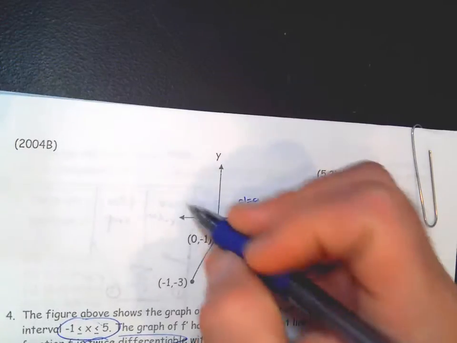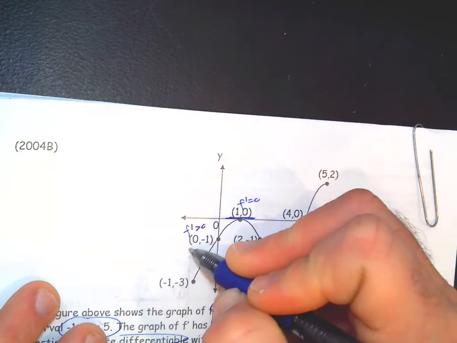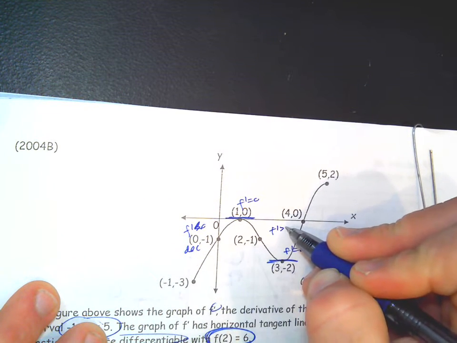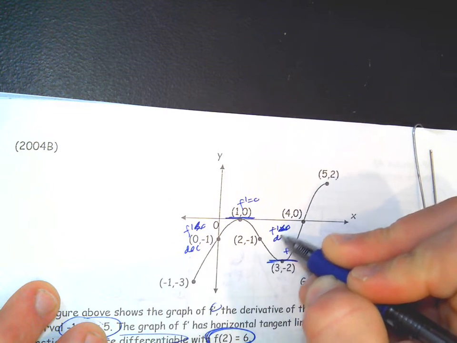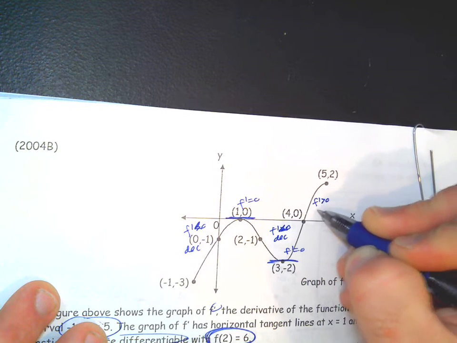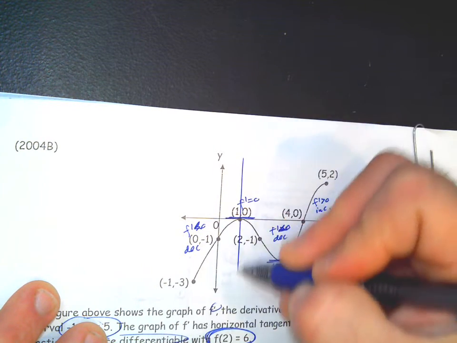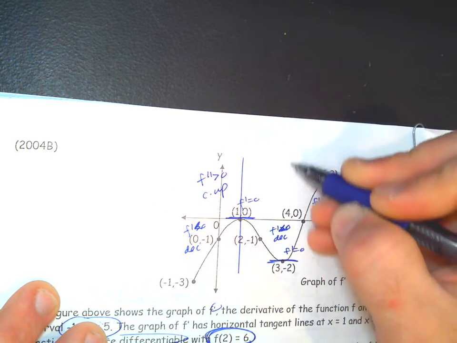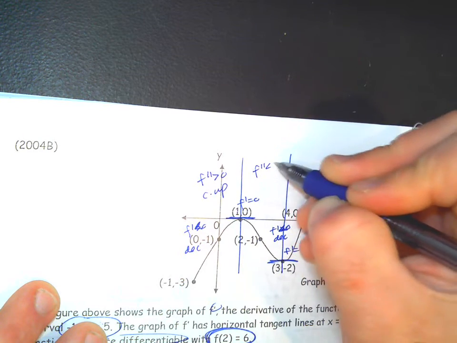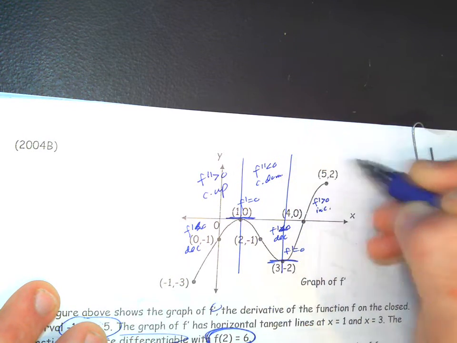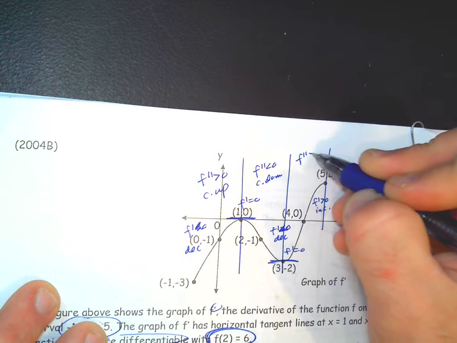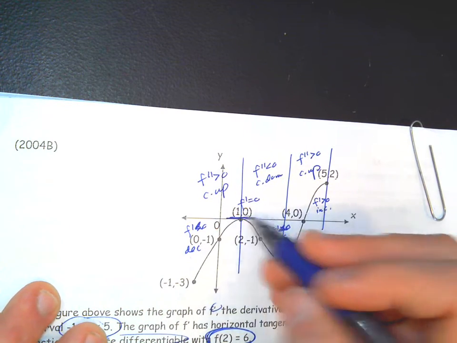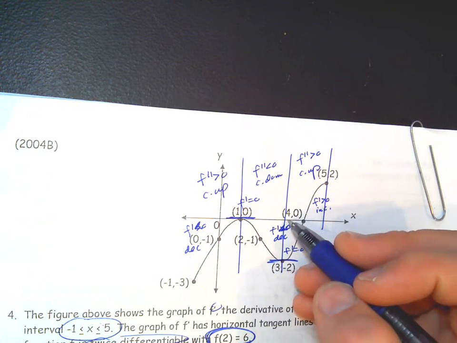Now I'm going to start labeling this graph. F prime is negative, so it's decreasing. F prime is positive, so it's increasing. And then we're going to look at the second derivative: it's positive, so it's concave up. The second derivative is negative, so it's concave down. And then the second derivative is positive, so it's concave up. So we can identify the inflection points are at x equals 1, x equals 3.